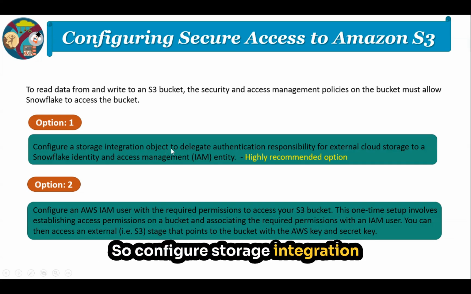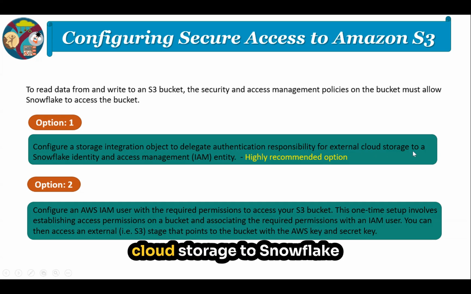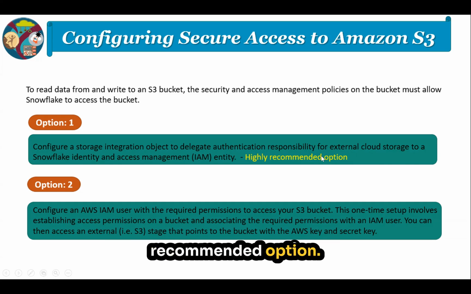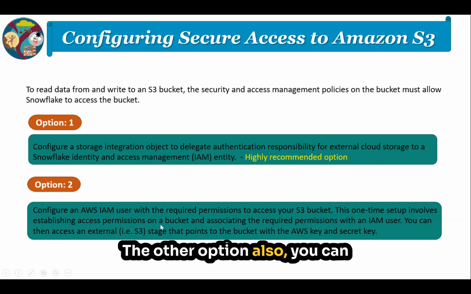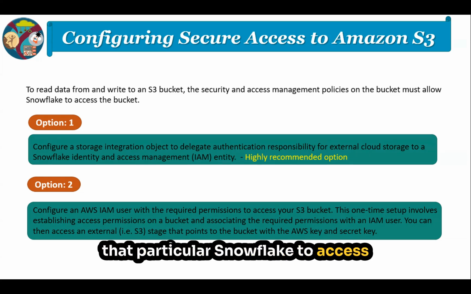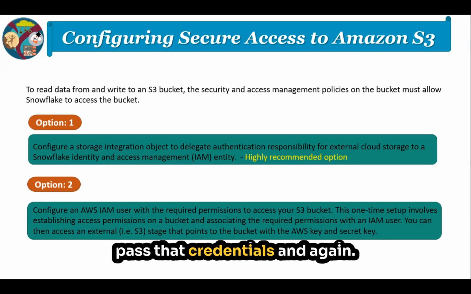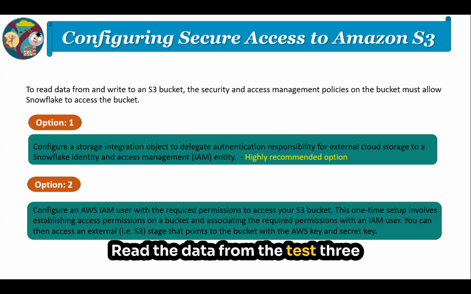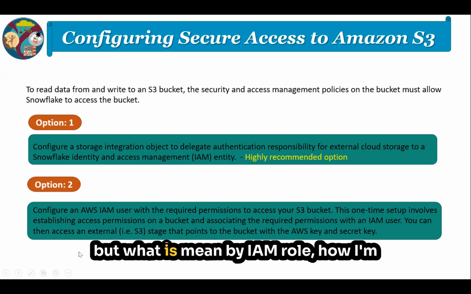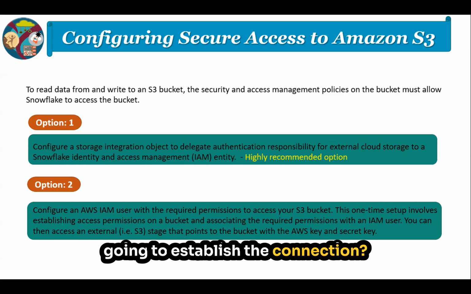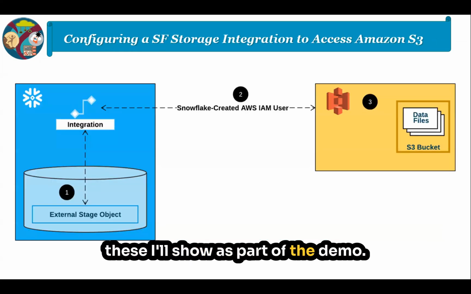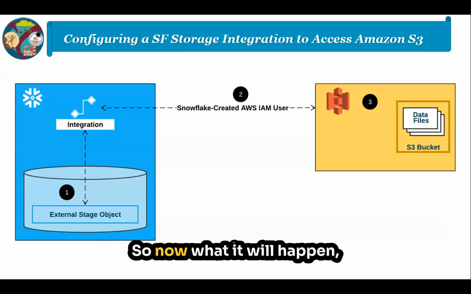Configure the storage integration object to delegate authentication responsibility for the external cloud storage to the Snowflake identity and access management. This is the highly recommended option. You need to create the storage integration. The other option is to directly create the IAM user in Snowflake to access the S3 bucket, pass those credentials directly, read the data from that S3 bucket, and load it into the Snowflake table. This is not a recommended approach. But what is an IAM role? How do I establish the connection? What is the external stage? What do I do as part of that? I'll show this as part of the demo. Don't worry about that as of now. So now what will happen?